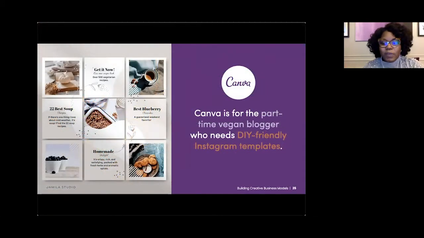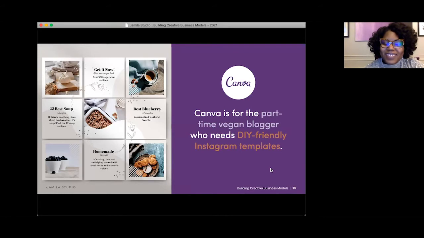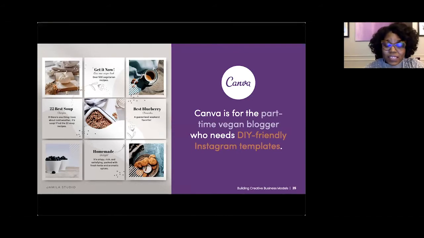Canva. Let me know if anybody has heard of Canva. Say yes if you love it, say no if you don't so much love it. But this idea that Canva specifically has a customer they can target: a part-time vegan blogger who needs DIY-friendly Instagram templates. Specific customer, a part-time DIY vegan blogger.